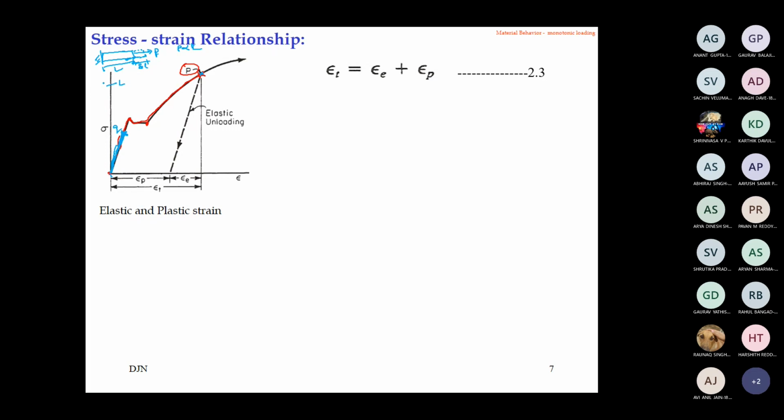So the total length is the initial length L you had, plus some change delta, which is delta L minus the elastic recovery. So the total deformation now is L plus this delta, not the initial deformation. The same is plotted over this diagram. If you release at load P, then the material will follow this particular dashed line shown here.